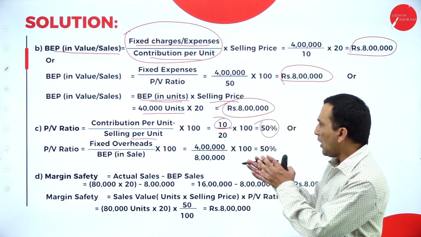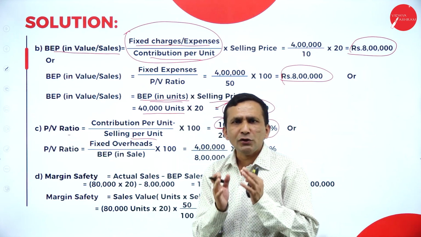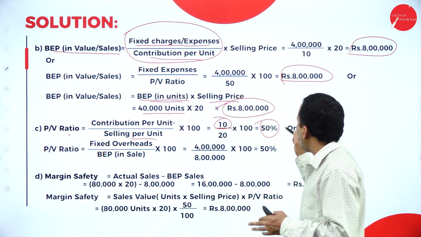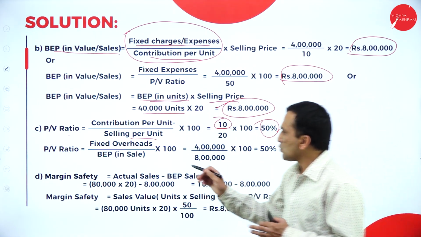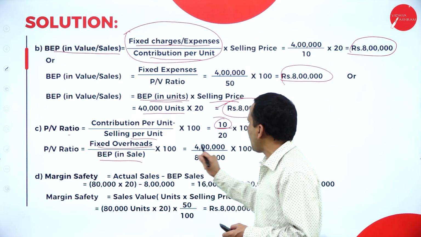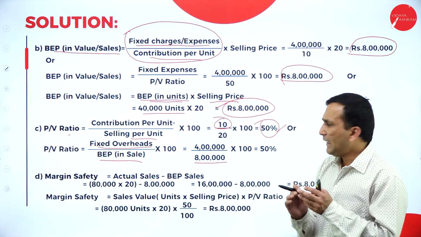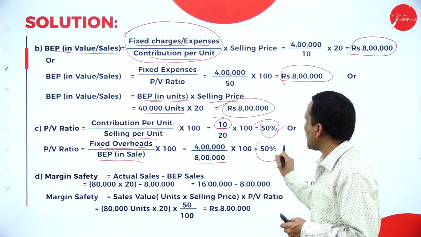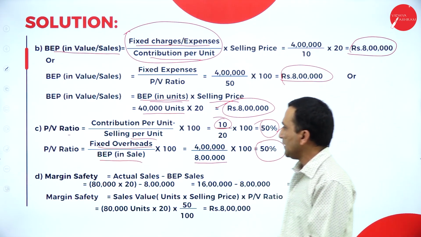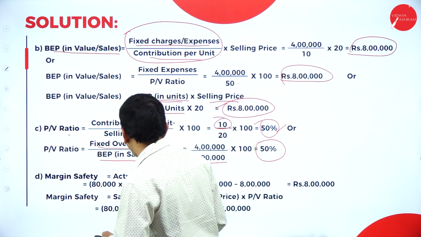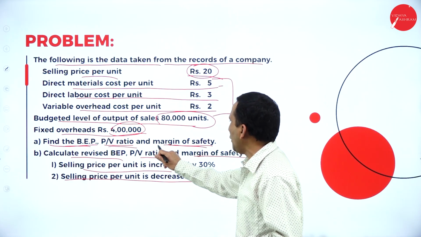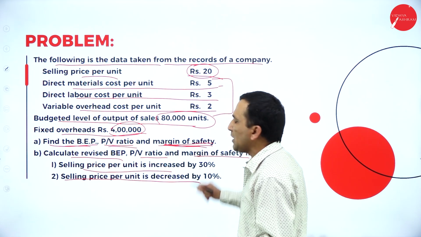Now there is one more formula to find the PV ratio. With the first formula we got 50%. There is one more formula: fixed overheads 4 lakh divided by break even sales 8 lakh into 100, which gives 50%. Now moving on, in the question they clearly specified to find the PV ratio and margin of safety.